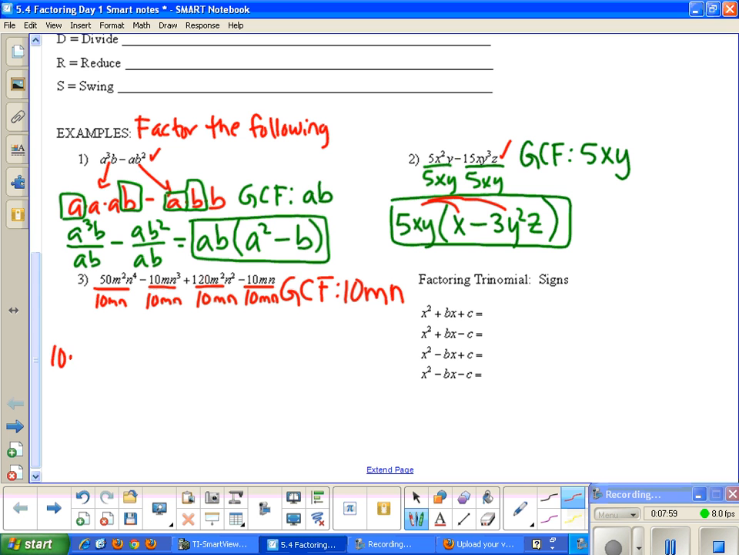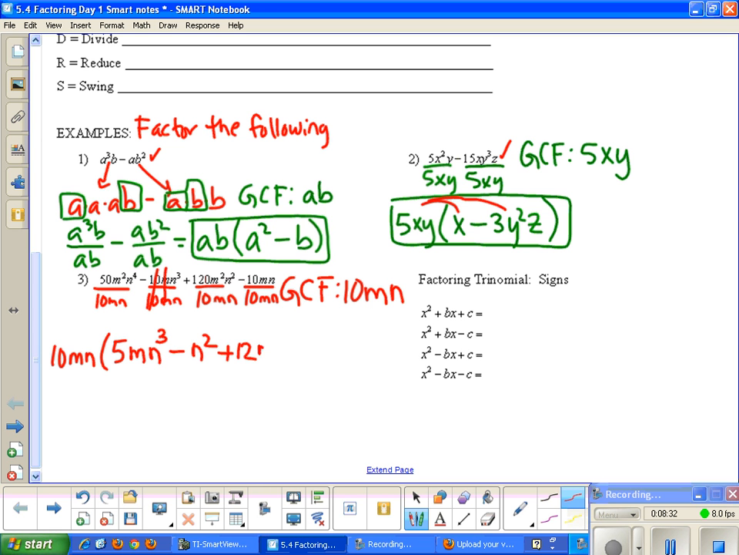And so when we do that, 10mn goes on the outside because we're factoring it out or dividing it out. So factoring is kind of like dividing. And you end up with 50 divided by 10 is 5. m squared over m just gives me 1m. n to the 4th over n to the 1st, subtract your exponents and you get n to the 3rd. Minus, this would be your 10m and your m's cancel out. So you end up with n to the 3rd over n, which is n squared. And then plus 120 divided by 10 is 12.